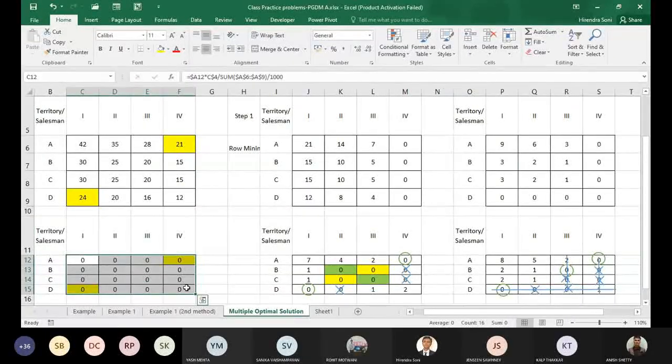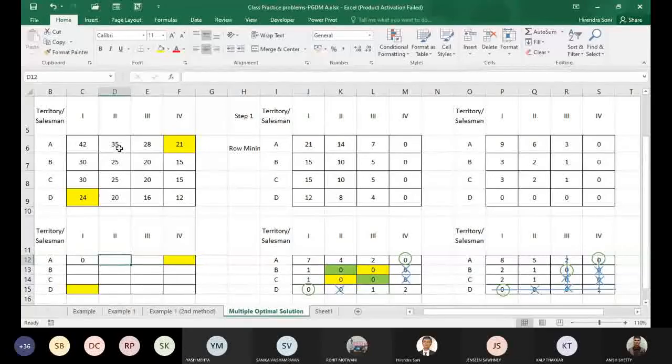The whole thing will change. What is the maximum revenue that we are able to generate? 42,000. Correct? Yes, sir. So if I subtract all the elements in this cell from 42,000, that means that's my opportunity loss. In case of 42,000, 0 opportunity loss. But in case of 35, I should have been able to make it up to 42. So 35, 42 minus 35 would be 7.